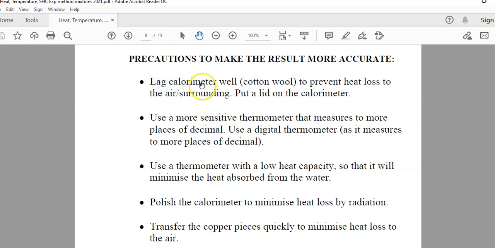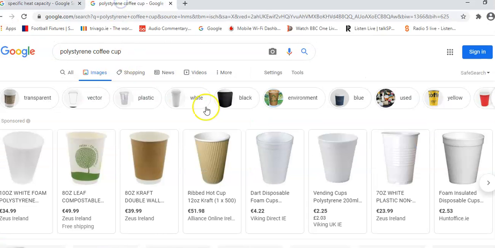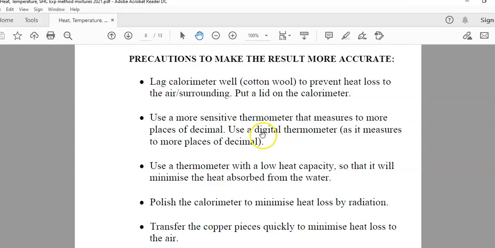Well, first of all, you should lag the calorimeter with something like cotton wool or polystyrene foam. By the way, some people ask me, what is polystyrene? Polystyrene is that white material that coffee cups and things like that are made of. So you lag the calorimeter to prevent heat loss to the air, to the surroundings. Putting a lid on the calorimeter will do the same. It will prevent heat loss to the air.